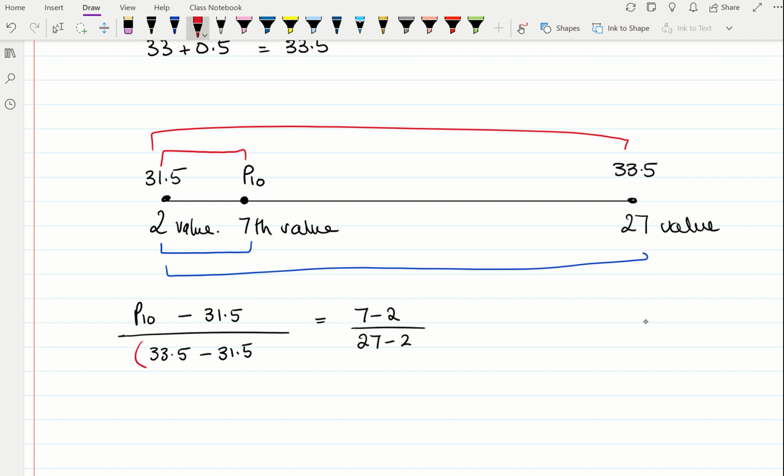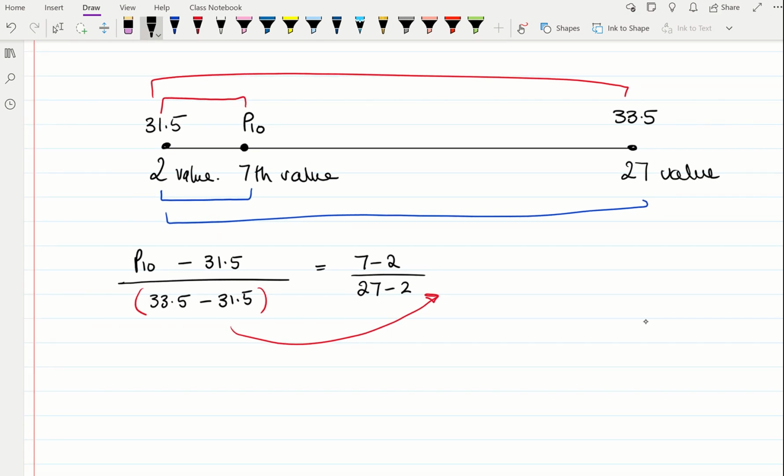Again, I'm going to put it in my calculator, multiply, and then add 31.5. That gives me the 10th percentile as 31.9. And that is the end of this section, section 2.3.